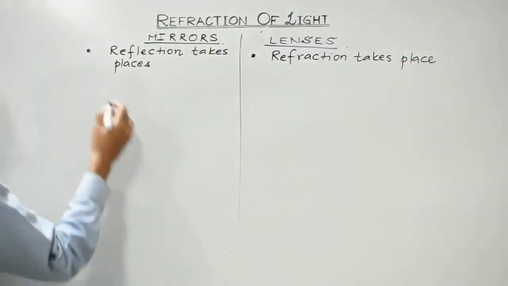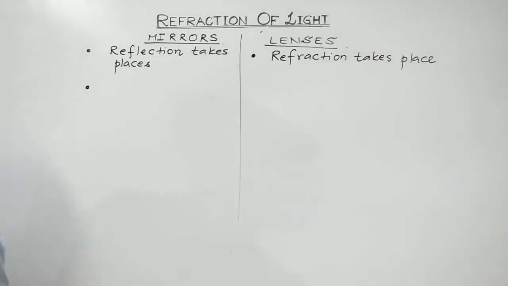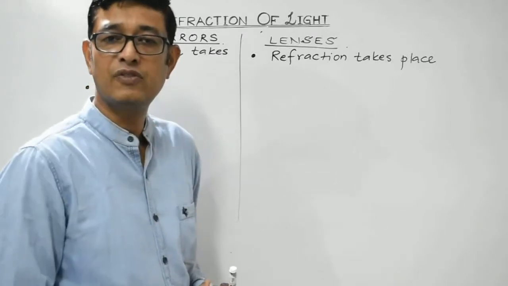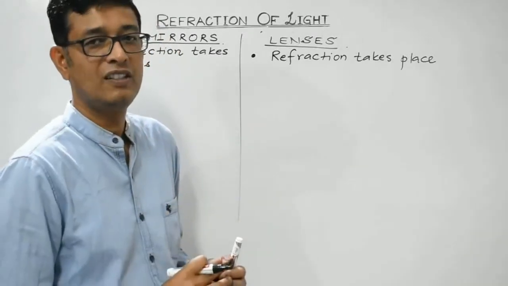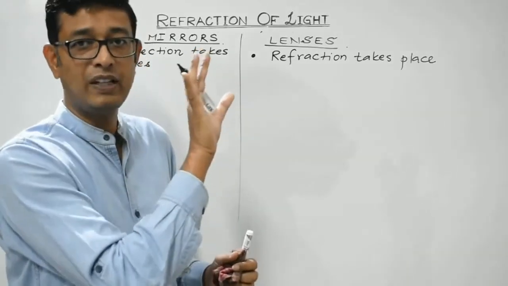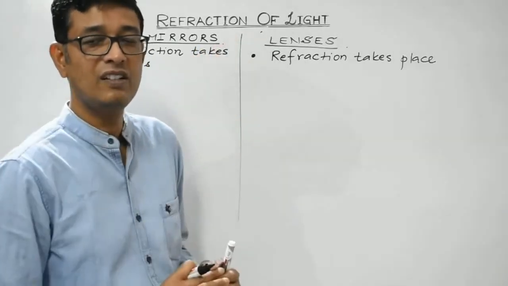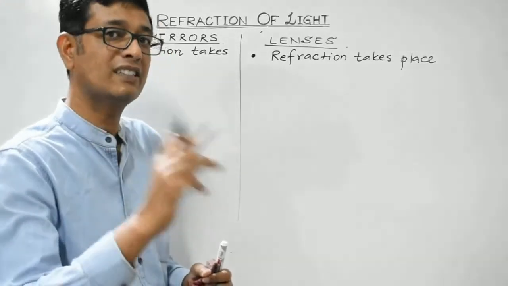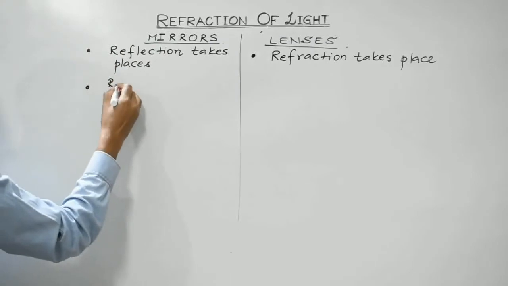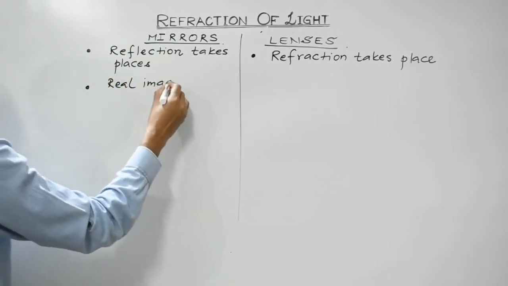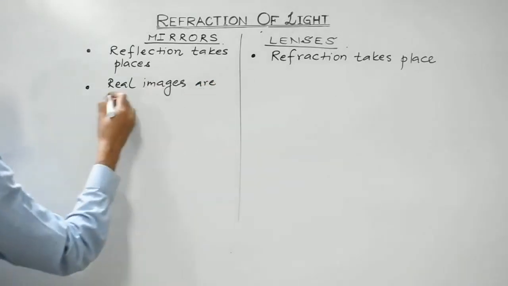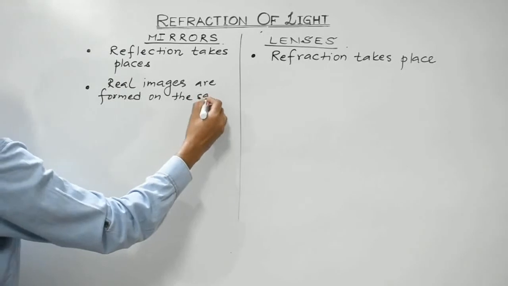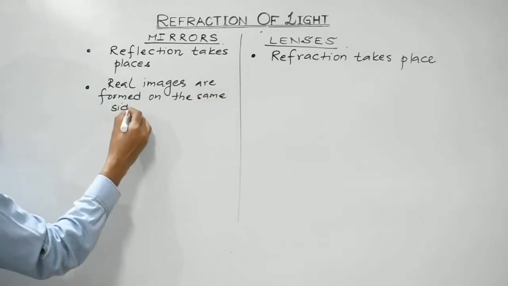Now second, in case of mirrors, friends, just remember, if the image is formed on the same side as that of the object, then a screen can be placed at that position and the image can be obtained on the screen. So in case of mirrors, real images are formed on the same side as that of the object.